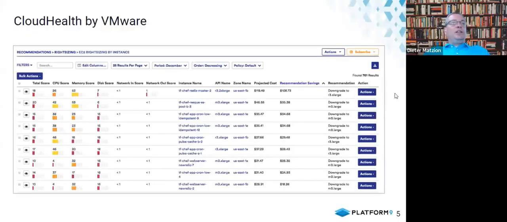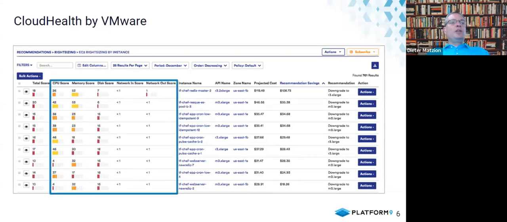Okay, so the first tool that we are going to talk about is CloudHealth by VMware. And I'm going to walk us through the right-sizing user interface. So in the top left, you can see it's EC2 right-sizing by instance. And on the top right, you can see that there are over 700 results. So I'm going to first walk you through the user interface, and then we're going to go over pros and cons. So firstly, let's look at this highlighted section here.